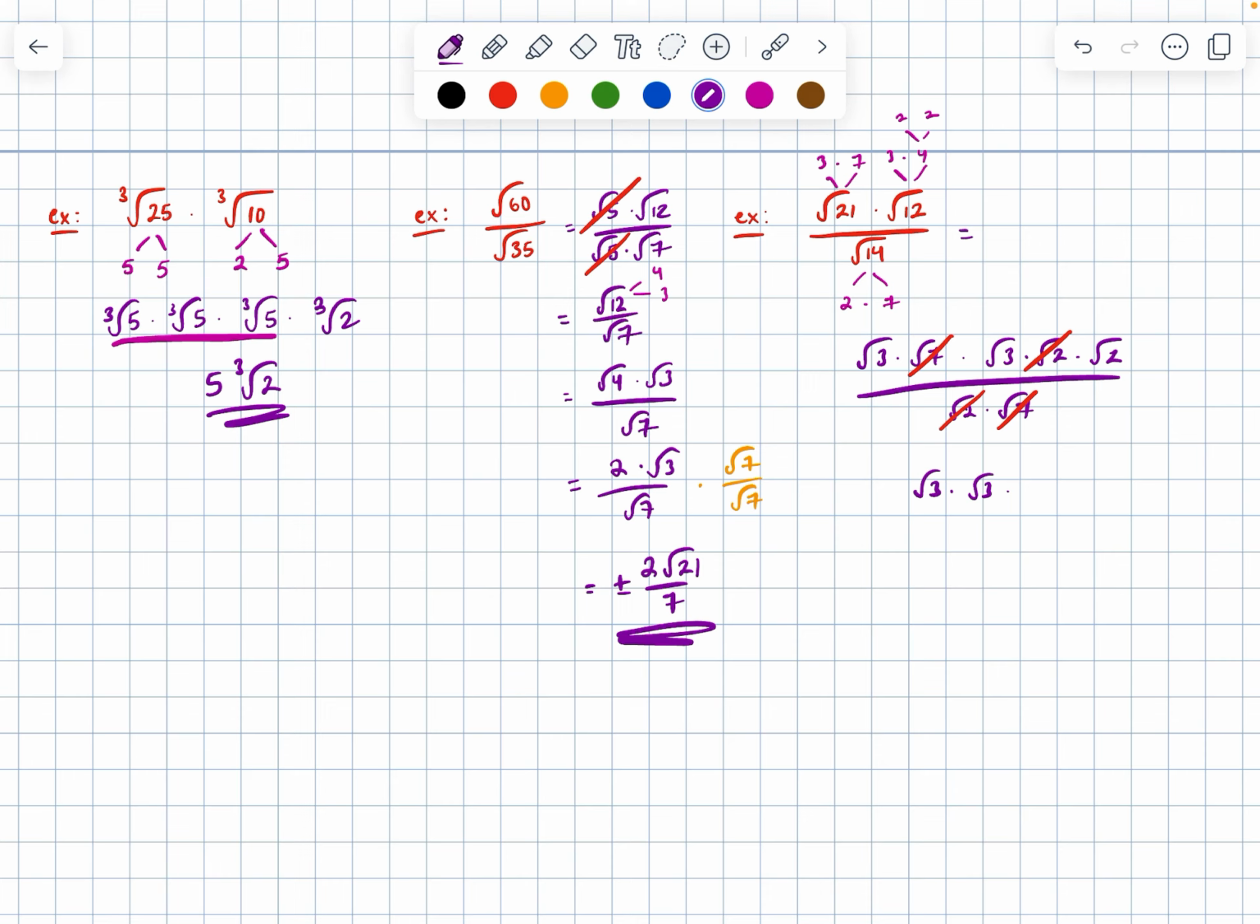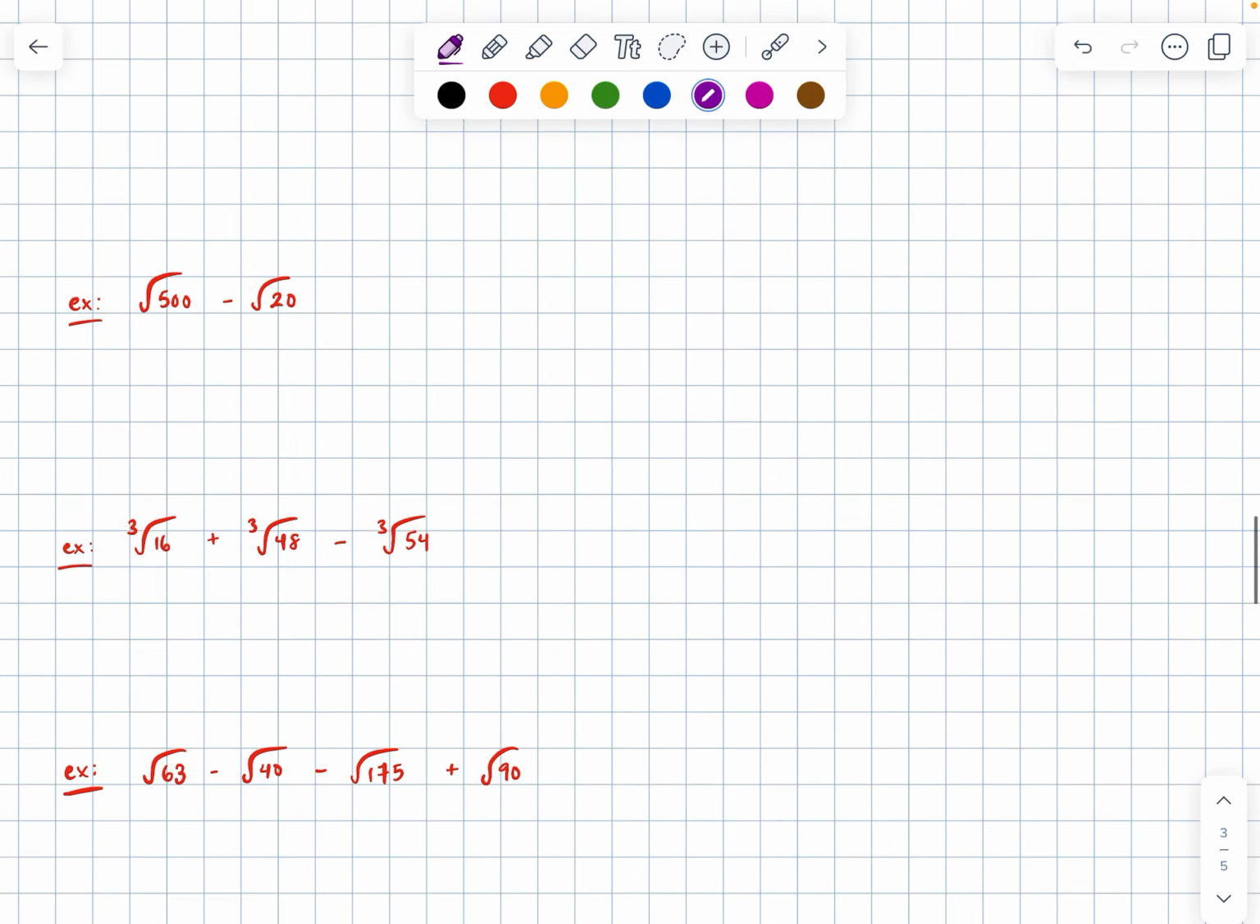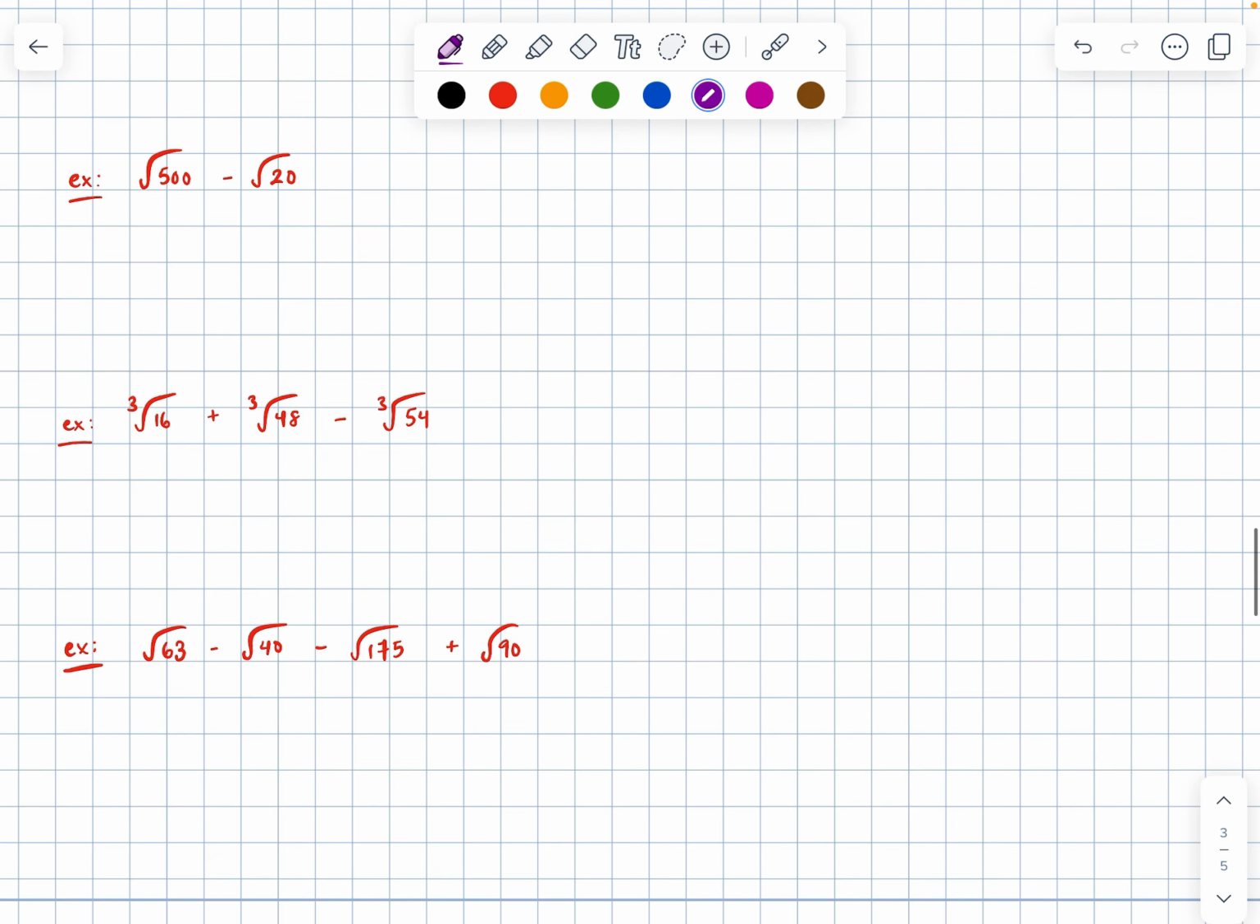All that's left on top is the square root of 3 times the square root of 3 times the square root of 2. Well, if I take a square root and multiply it by itself, I know I get its radicand, so this would be 3 root 2. I got rid of some square roots. Let's add in a plus or minus. Fantastic. From here, let's do a couple more.